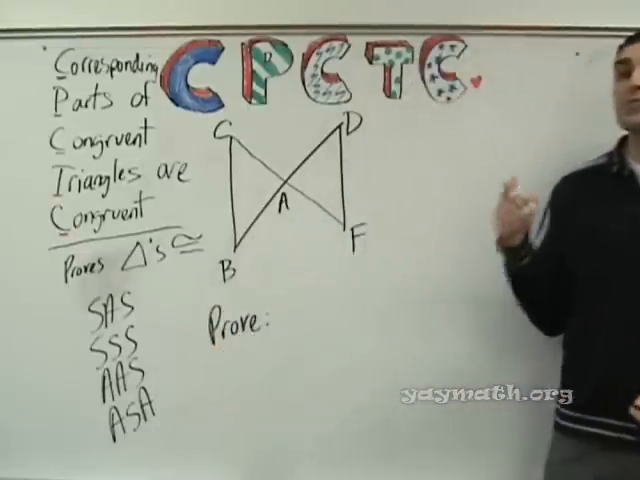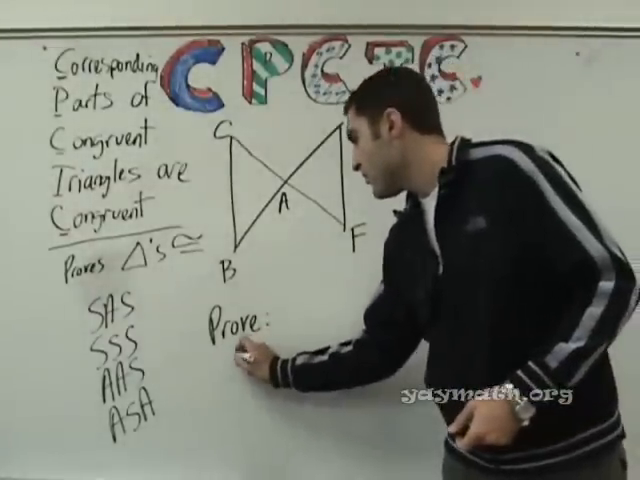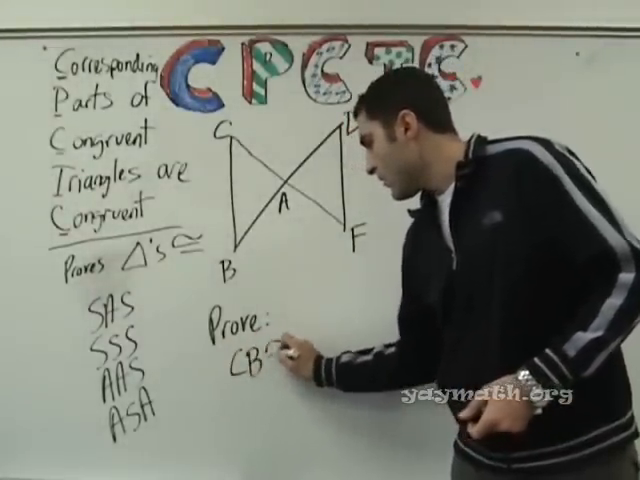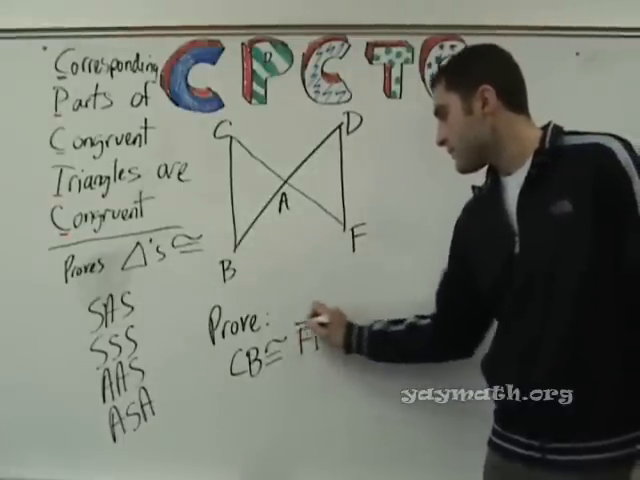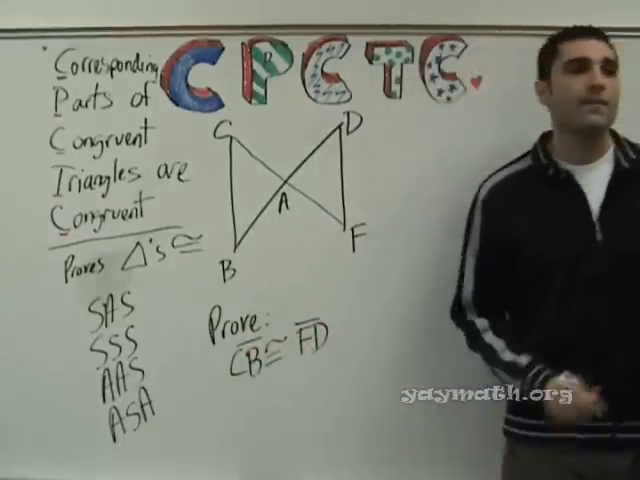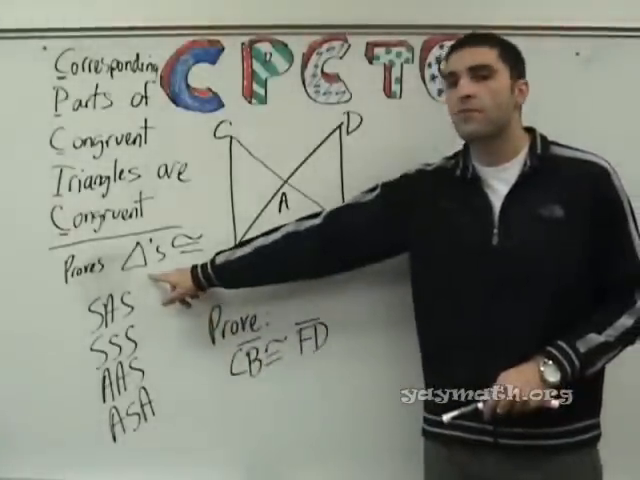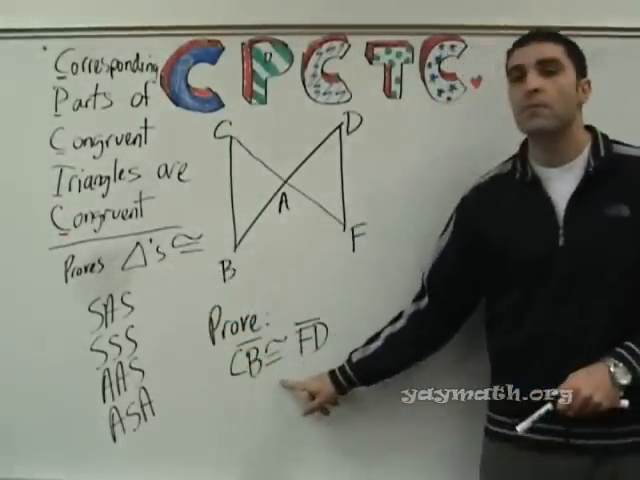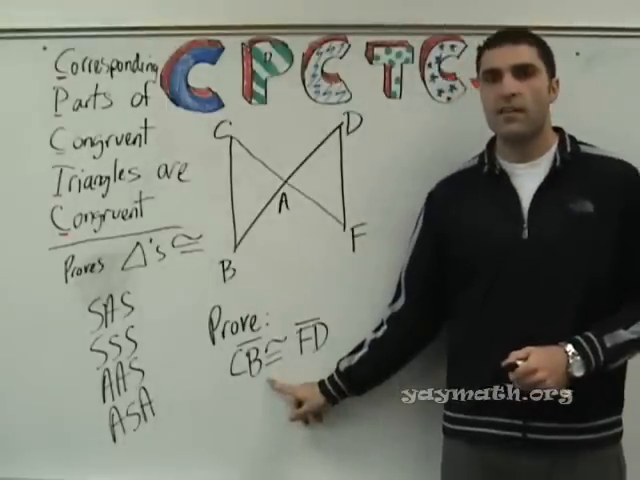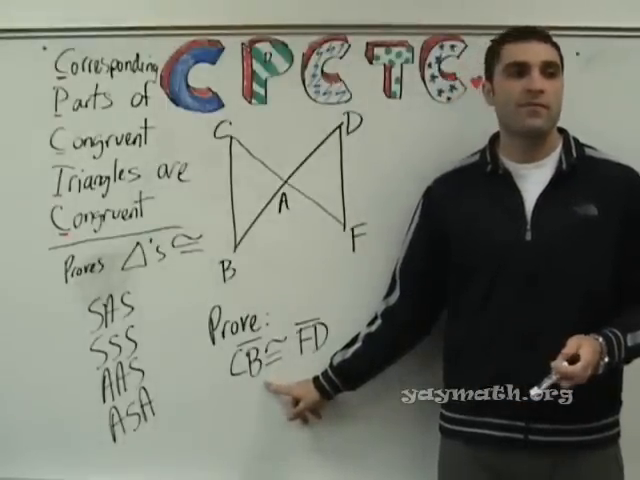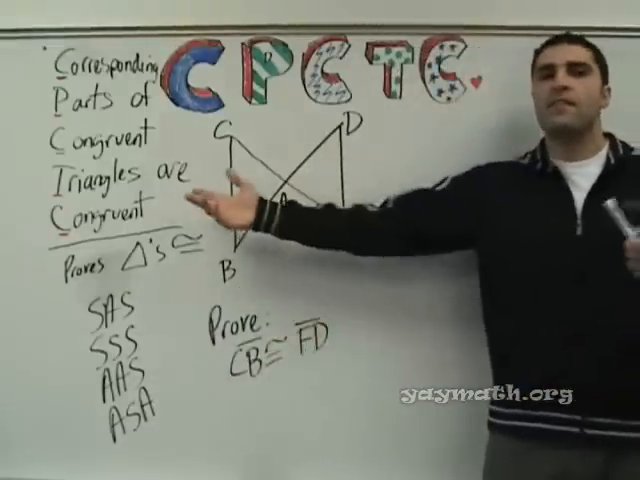That will still be our goal, except now we're going to prove pieces congruent, CB and FD. Our overarching goal will still be to prove triangles congruent, and then we will say, once the triangles are congruent, then the pieces are. Are there any questions about that philosophy? We'll prove the triangles congruent first, then we can say any corresponding piece of each one is the same.